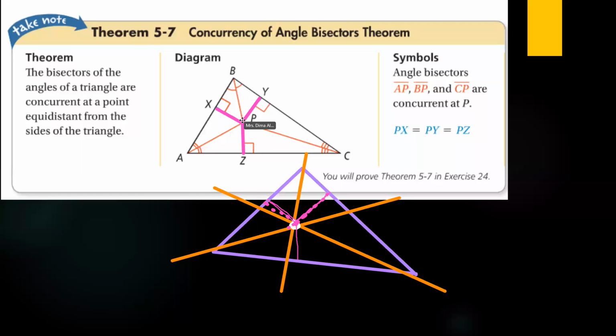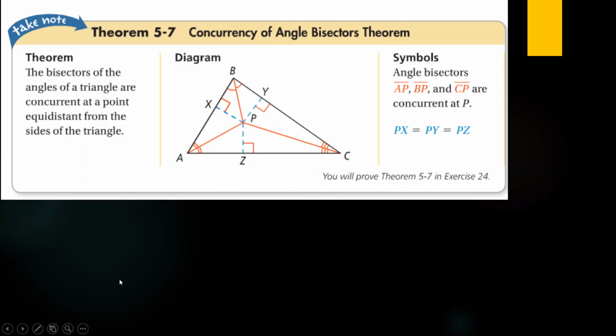Yes, miss. Yes, teacher. And teacher, for the perpendicular bisectors theorem, it's the same? Okay. So, miss, what's the difference between these two theorems, theorem 5, 6, and this one?